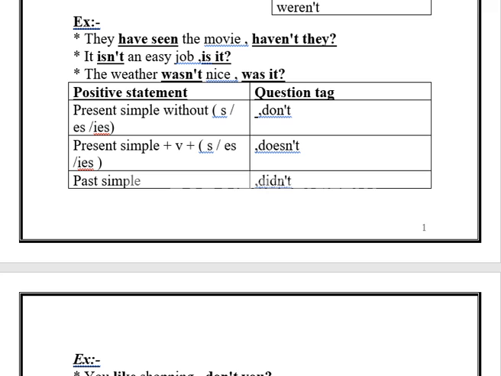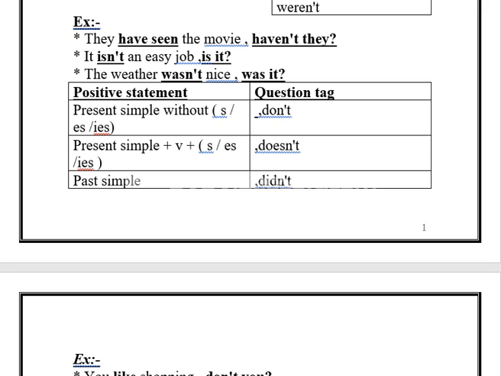The next example. It isn't an easy job. Is it? Here it's negative, so we'll change it to positive. Isn't becomes is. The next one. The weather wasn't nice. So wasn't becomes was, and the weather becomes it. The weather wasn't nice, was it?